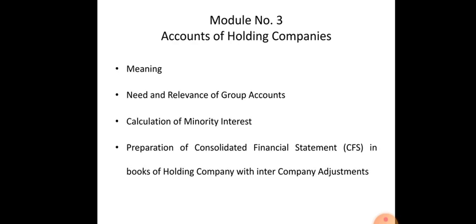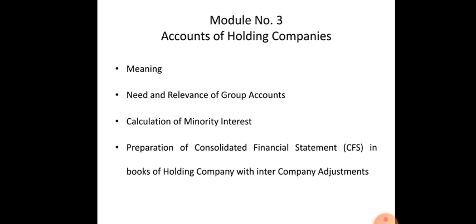Okay, so next, Module number 3, accounts of holding companies. We have to see the meaning of holding companies or subsidiary companies. So the holding company means what? It means a company that holds more than 50% controlling interest in another company. Then we have to see the need and relevance of group accounts. Next, calculation of minority interest we have to see.